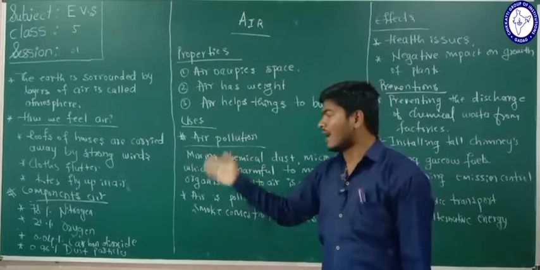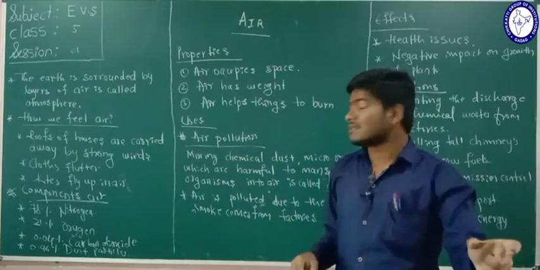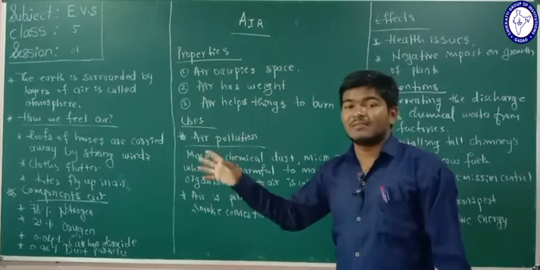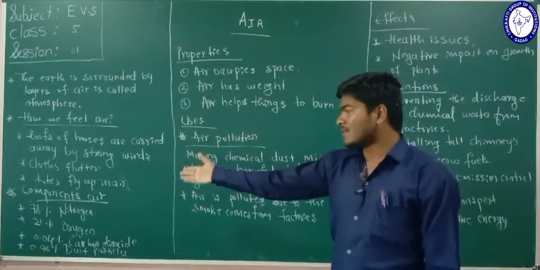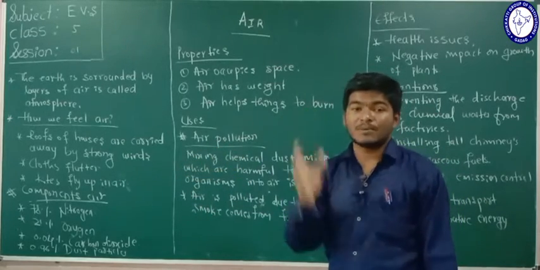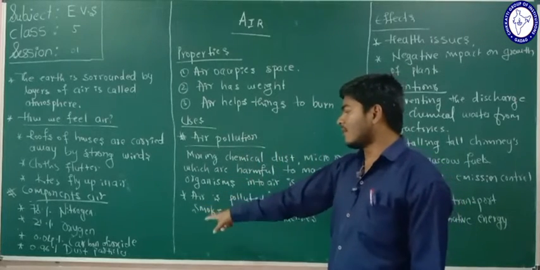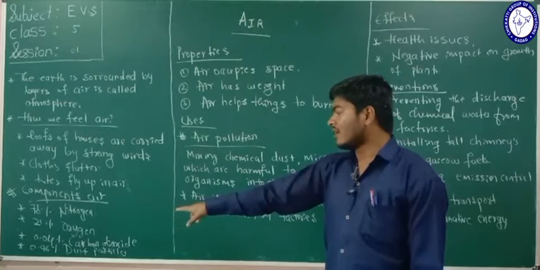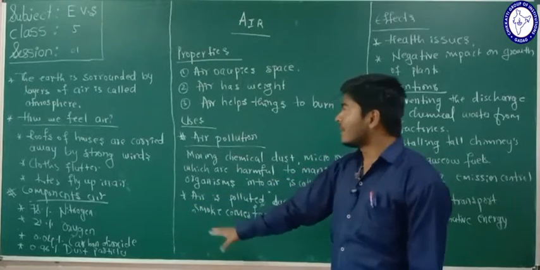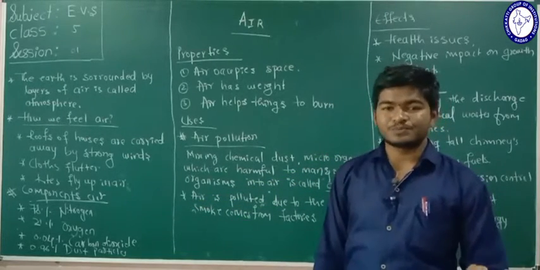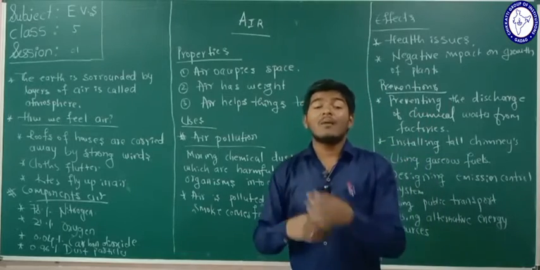You have to remember the percentage of the components of the air. We have to remember that 78% nitrogen is present, 21% oxygen is present, 0.04% carbon dioxide is present, and 0.96% dust particles are present. So this is all about the components of the air.